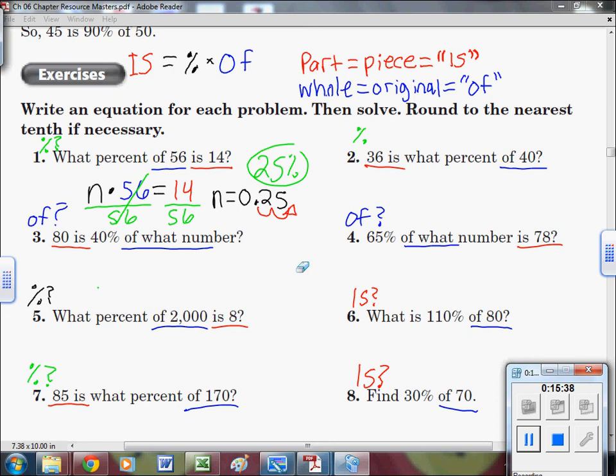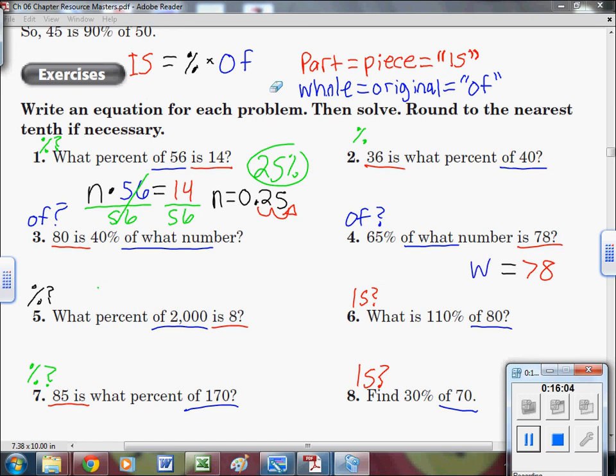Okay, so in number 4, 65% of what number is 78? We know the is number, so I'm going to go ahead and write that: equals 78. By the way, it doesn't matter if you have the equals is on the right side or on the left side like it was up here. It means the same thing. So equals 78, of what number? We don't know the of, the whole, the entire, so I'm going to call that W.